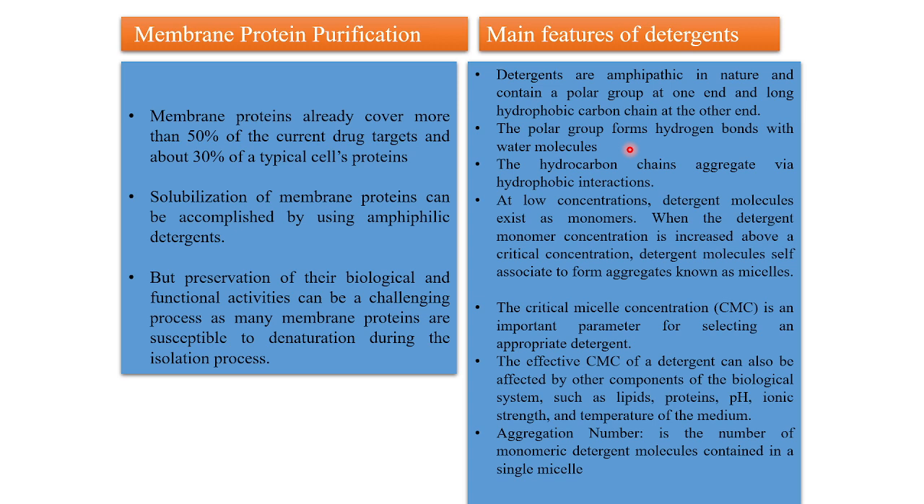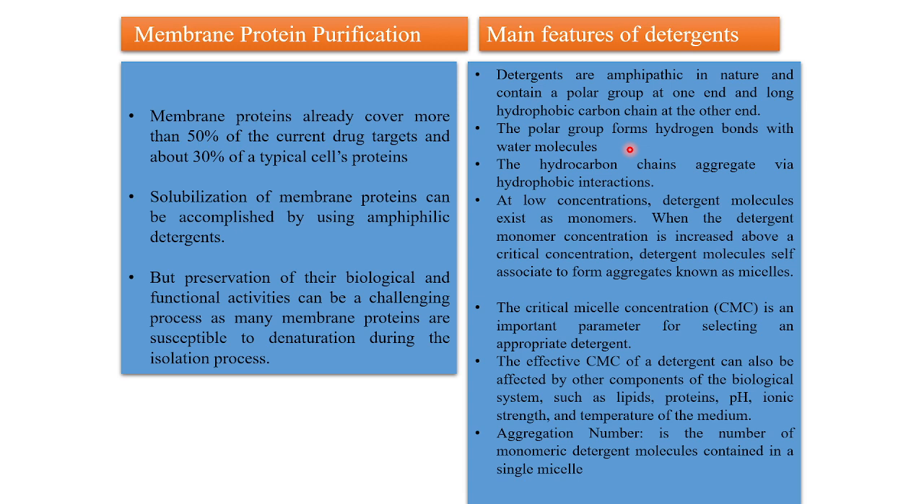Now when the detergent monomer concentration increases above a critical concentration or a threshold value, the detergent molecules self-associate to form aggregates that we know by the name of micelles. Okay, now this is your critical micelle concentration, or CMC, that becomes a very important parameter for selecting an appropriate detergent.